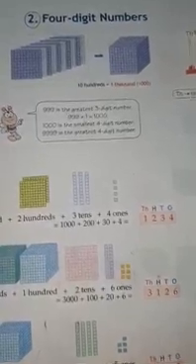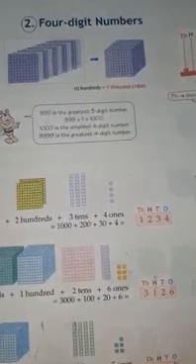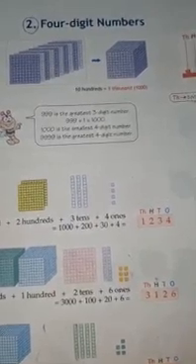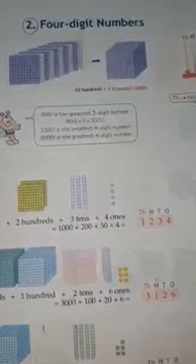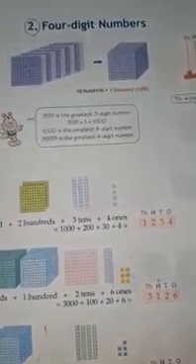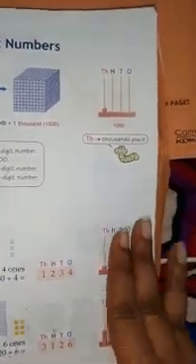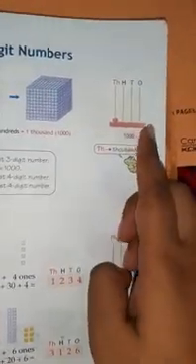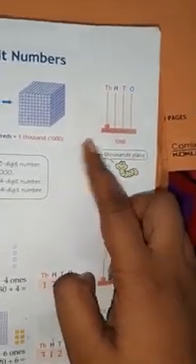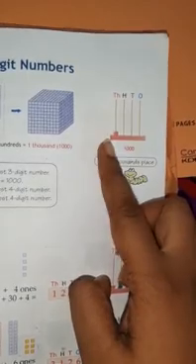Hey students, after experimenting with 3-digit numbers, you are finally going to experiment with 4-digit numbers. Here you will do everything with the 4-digit numbers. 4-digit numbers include 4 places. From right to left: ones, tens, hundreds and thousands.